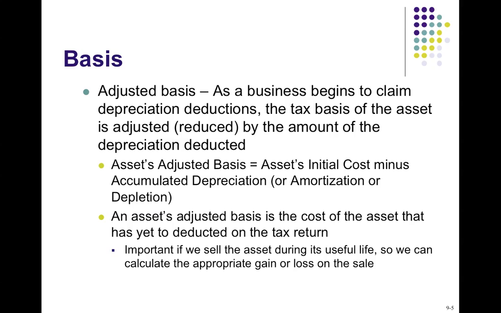And again, the adjusted basis is the running total. What we start with is our original cost basis or tax basis. Every time we take a depreciation deduction, we're going to reduce our basis by the amount of the deduction we've already taken, and this is the asset's adjusted basis.